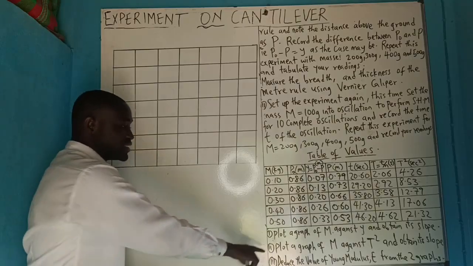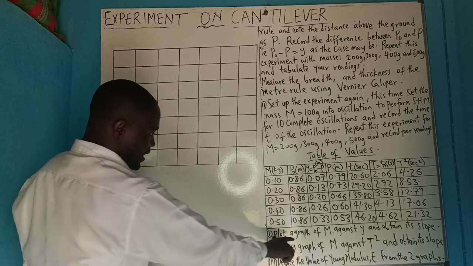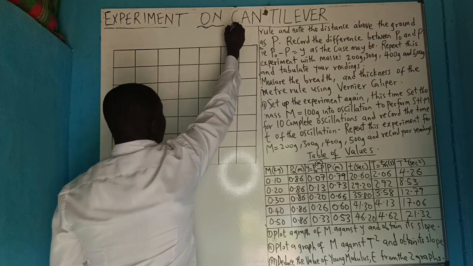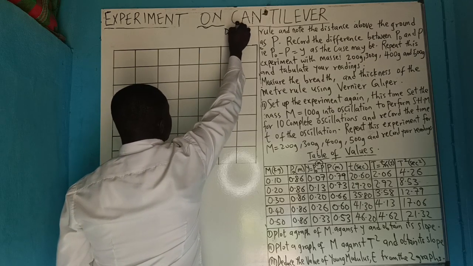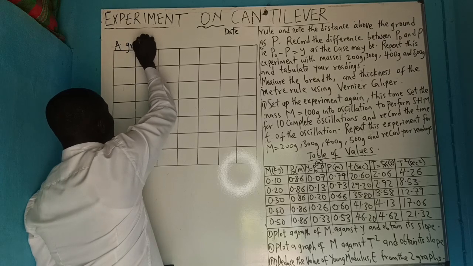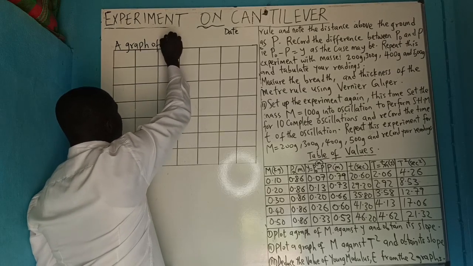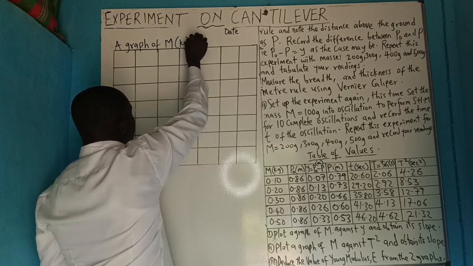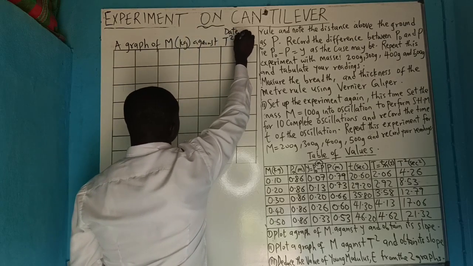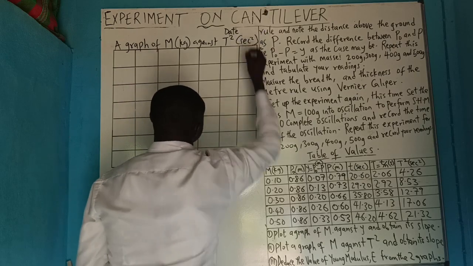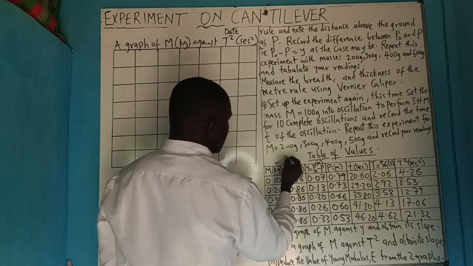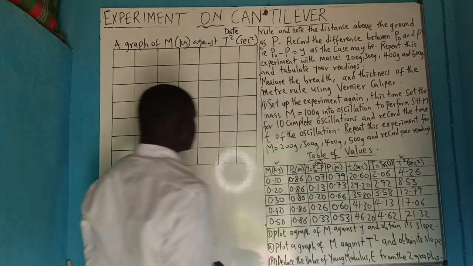We want to plot the second graph now. That is a graph of M against T square to obtain the slope. Here, you write your date, and we name the title: a graph of M in kg against T square in second squared. Once you have labeled it, we are plotting M against T square.